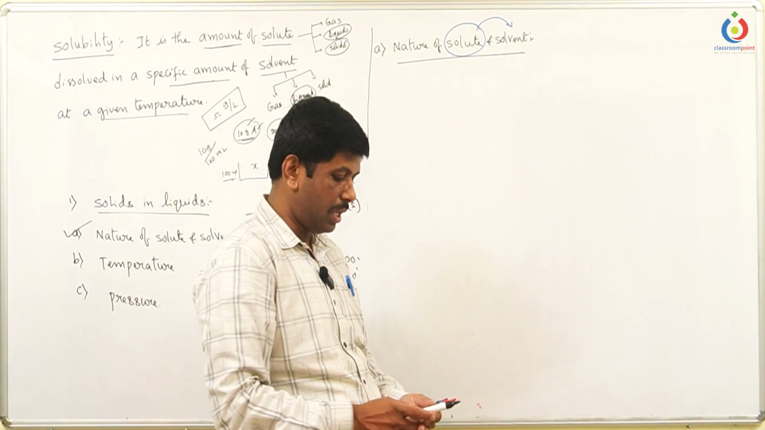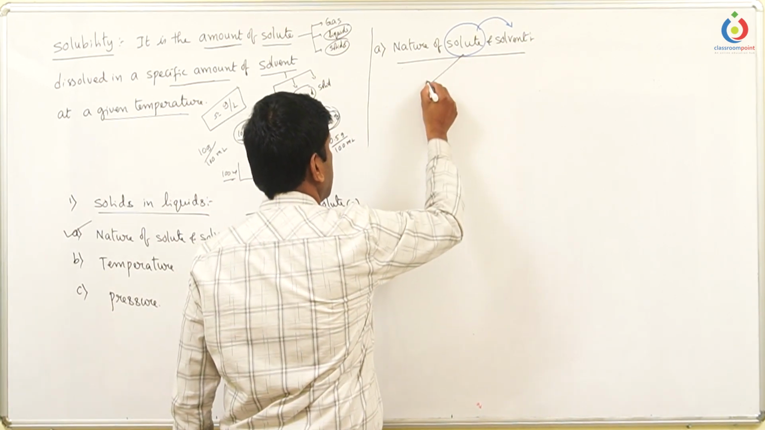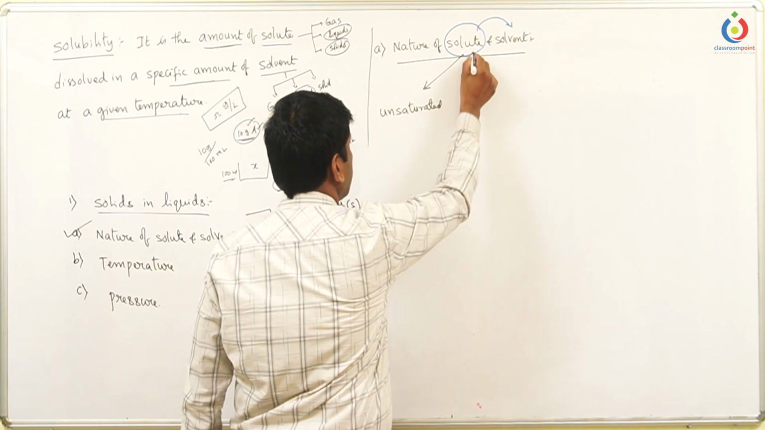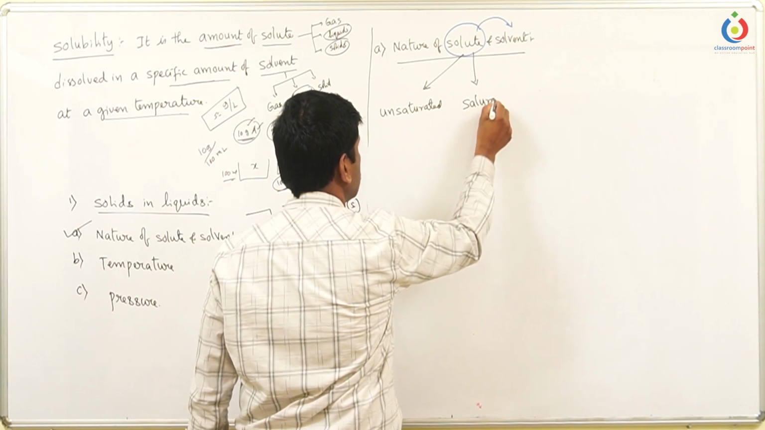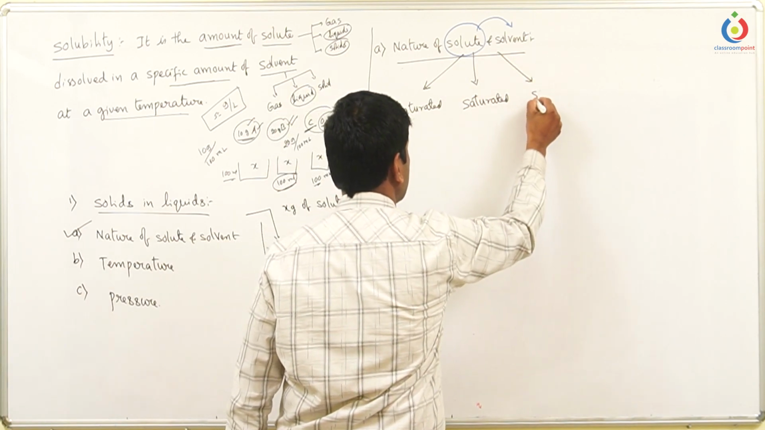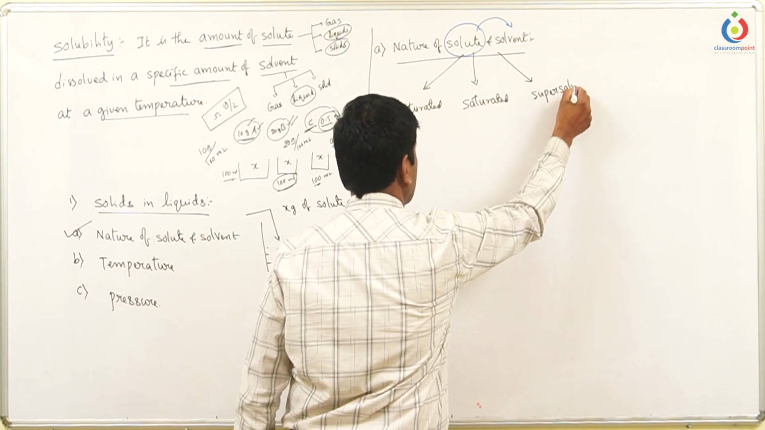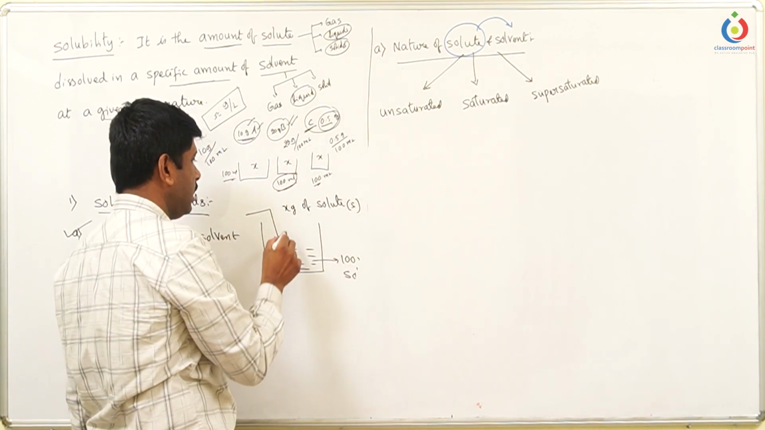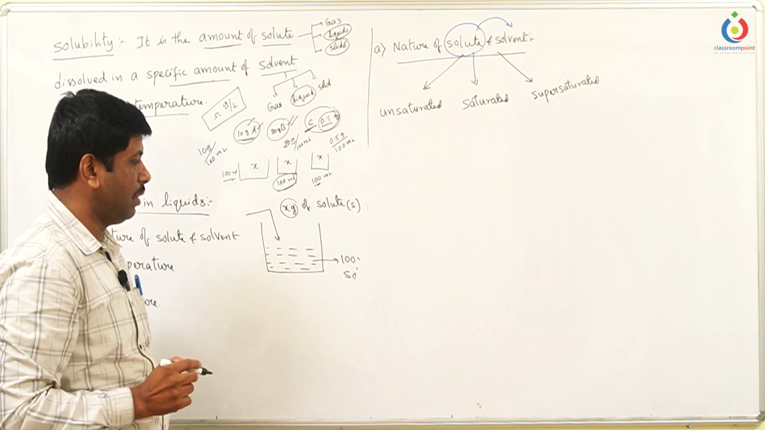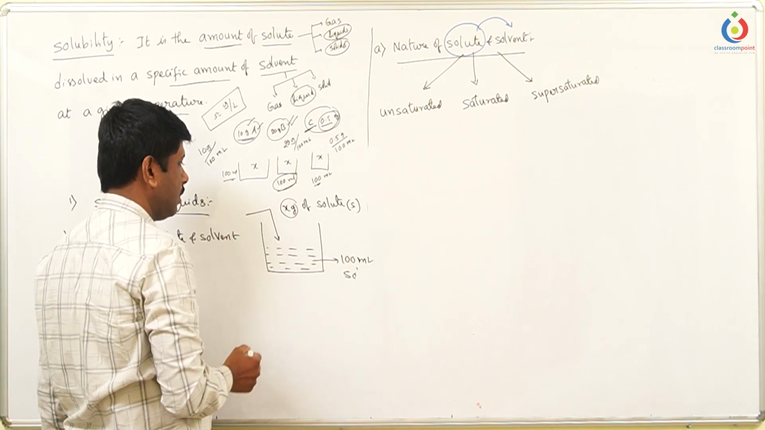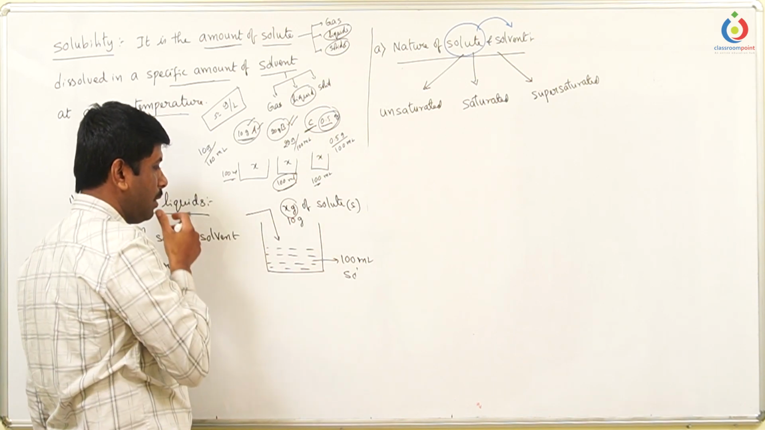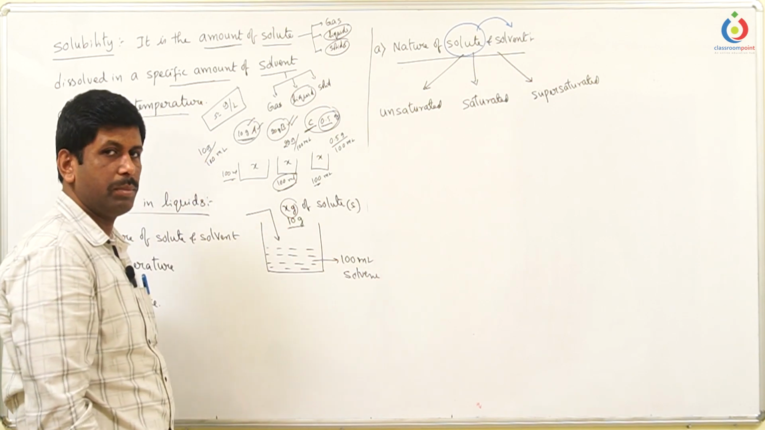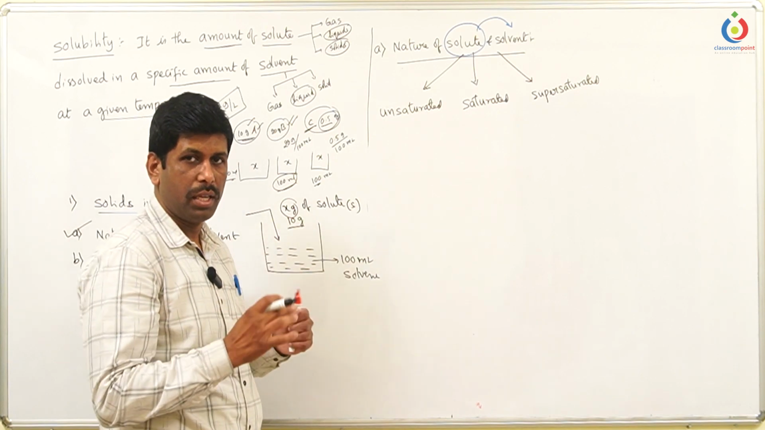Basically, there are 3 types of solutions that we can decide: unsaturated solutions, saturated solutions, and supersaturated solutions. So let us imagine I have taken x grams of solute in 100 ml of the solvent. Imagine I am taking out 10 grams. So maximum, this 100 ml of the solvent can take only 10 grams of the solute, not more than the 10 grams of the solute.